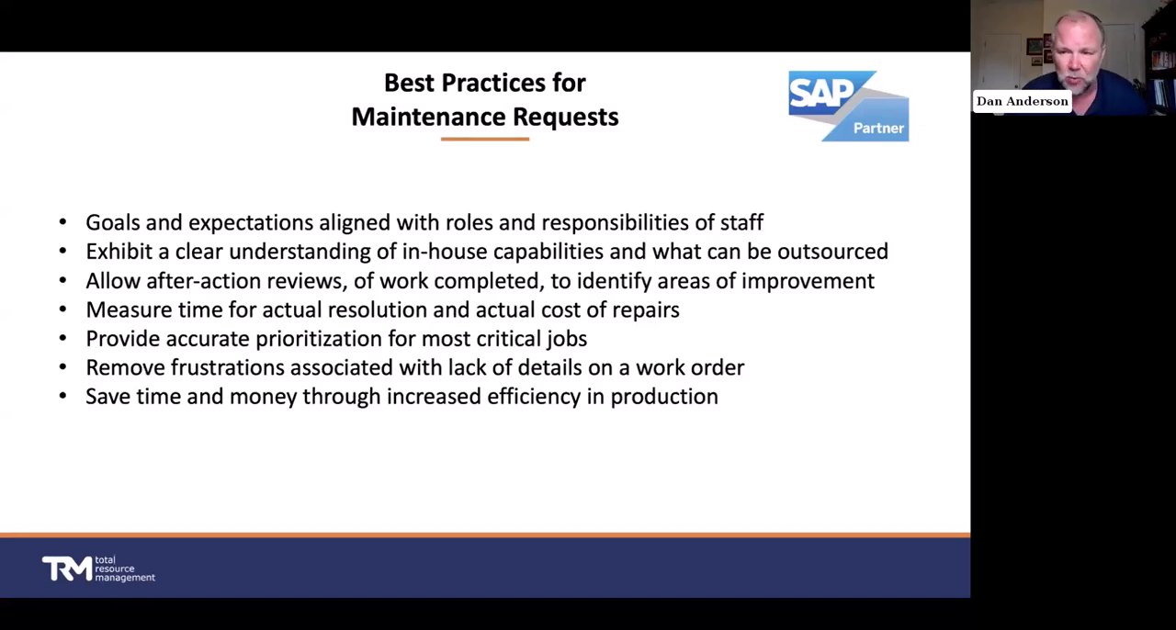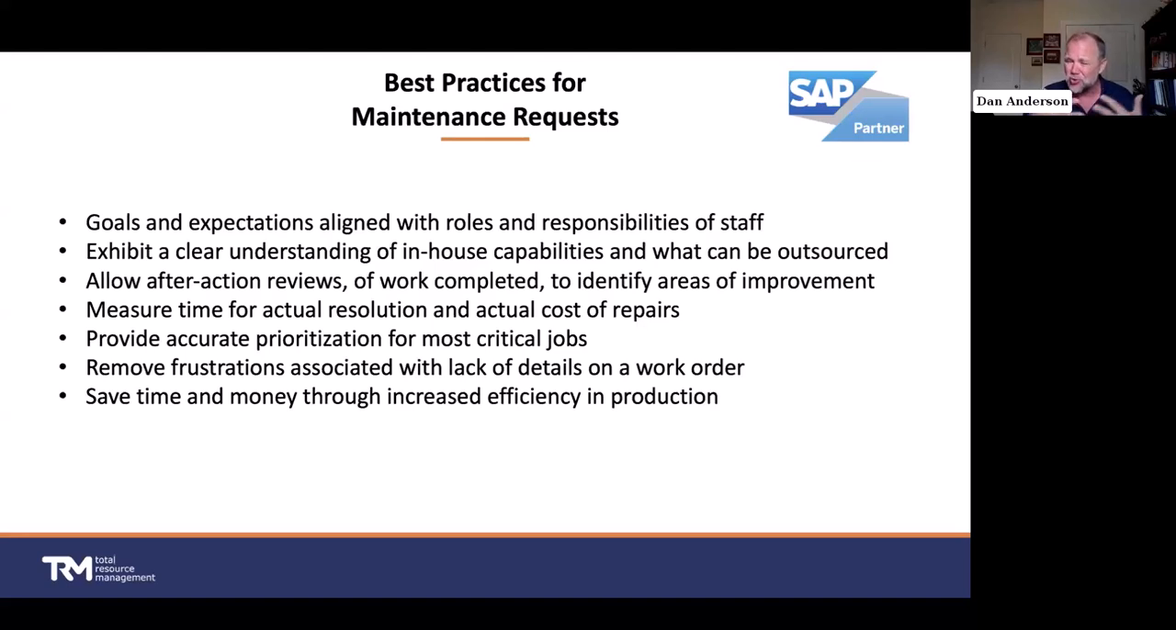One of the best things for continuous improvement is after action reviews. So work completed to identify areas of improvement, almost like a root cause analysis, and really understanding, like I mentioned earlier, when you have a good, true work order process and you're planning and scheduling work, the more proactive things can be addressed as you're going through and then looking at different ways to improve operations.